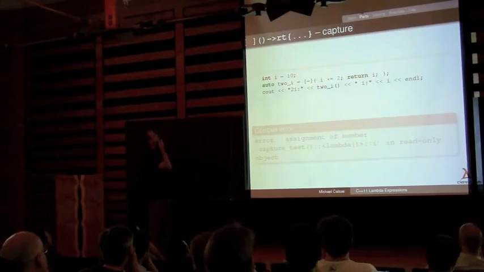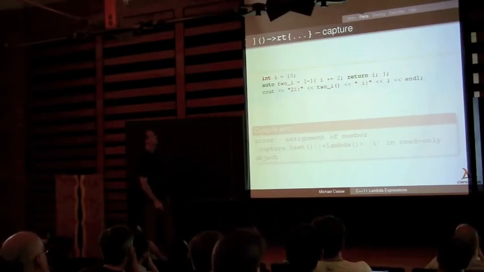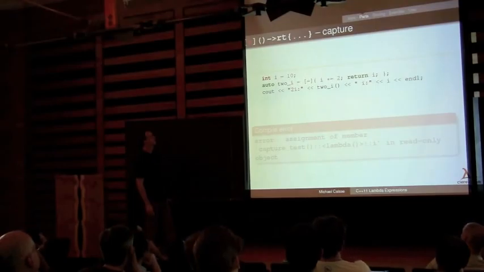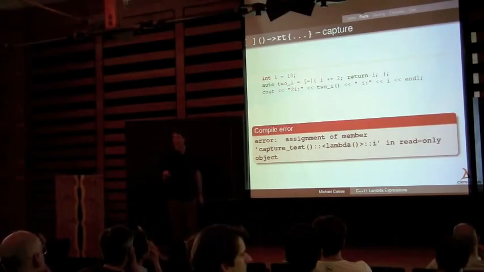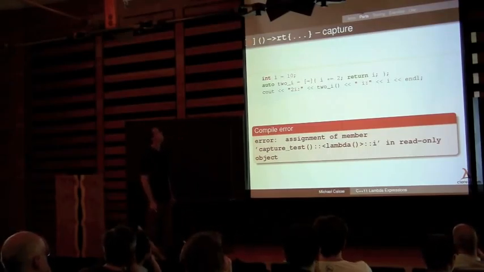All right, so here we're capturing by value. We're getting fancy now. We have no parameters, so we're leaving them off. We're taking I and multiplying equal 2, and we're returning I. And it does this amazing thing. It comes back and says that I is in a read-only object, and I am trying to assign it something. What's going on, right?